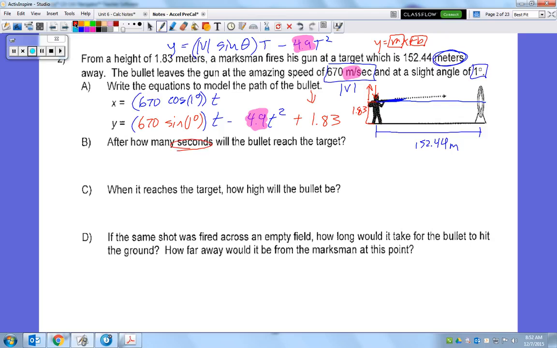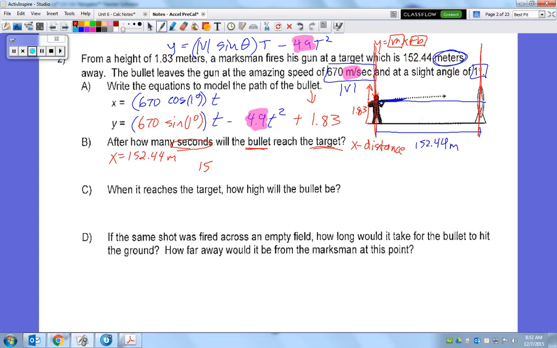After how many seconds will the bullet reach the target? Reading that, intuition says you're talking about the x distance, because that's what it's going to reach. Not necessarily hit it, but reach it, meaning from this vertical line all the way to this vertical line. So this is going to be when x is equal to the distance of 152.44 meters. We're trying to solve for t.